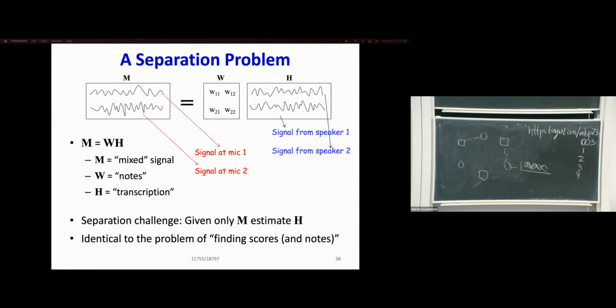So one row of H is one person talking. The second row of H is the second person talking. So H represents speakers, M represents microphones. So you want to find the optimal separation. This is called the cocktail party problem.